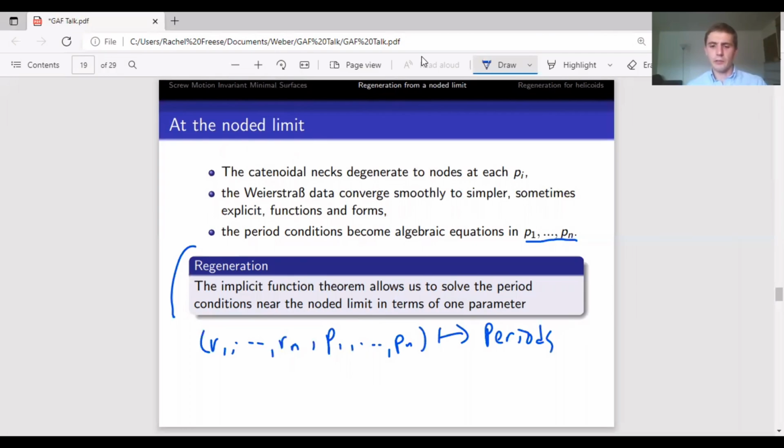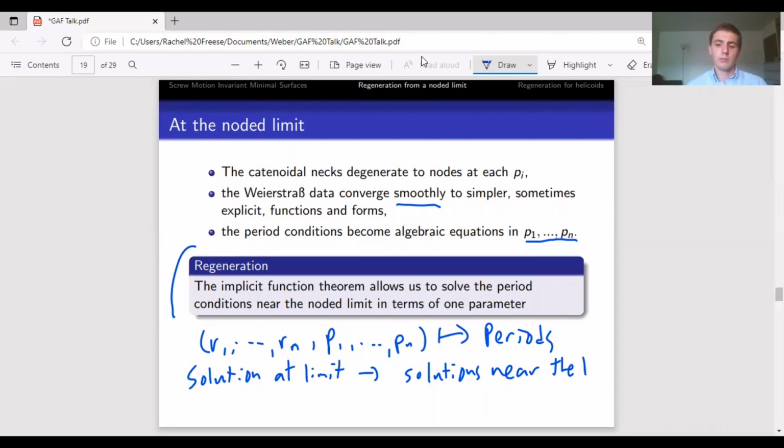Again, a lot of detail to it. It's kind of a big picture, right? But basically, since the convergence is smooth, like I said, being able to solve it in the nodal limit, a solution at the limit gives us solutions near the limit, using the implicit function theorem, right?